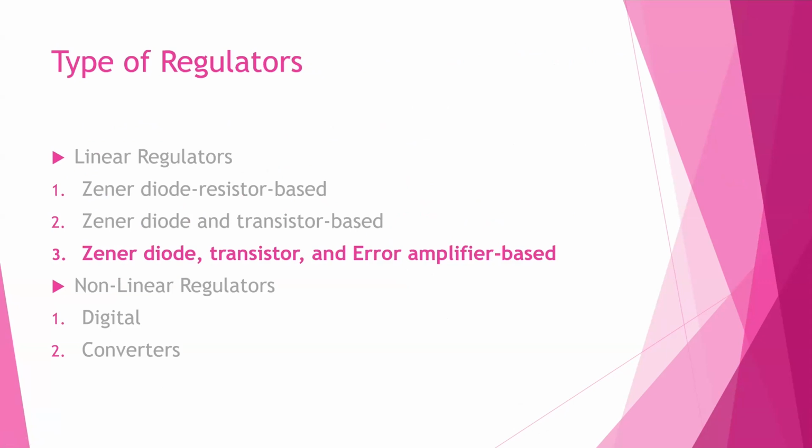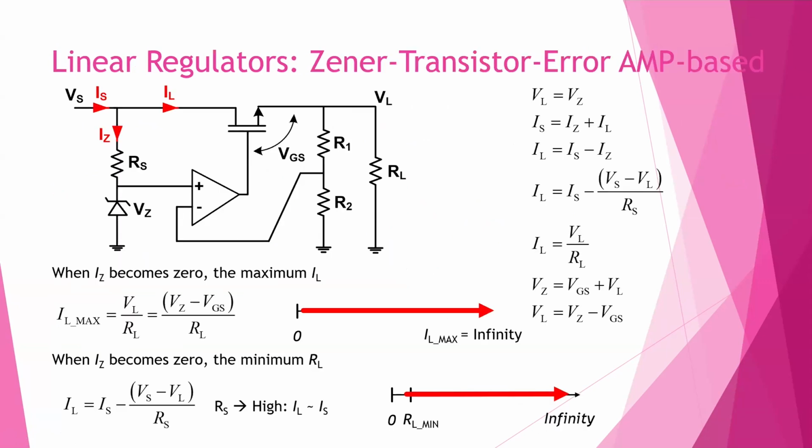So here is the last type of linear regulator: the Zener diode, transistor, and error amplifier based regulator. Here is the simple structure of the Zener transistor error amplifier based linear regulator. It has the simple structure of type 1 and also type 2, but additionally it has the error amplifier and voltage reference part. Here is the expression for the maximum current of the load, which is given by VZ minus VGS divided by RL.